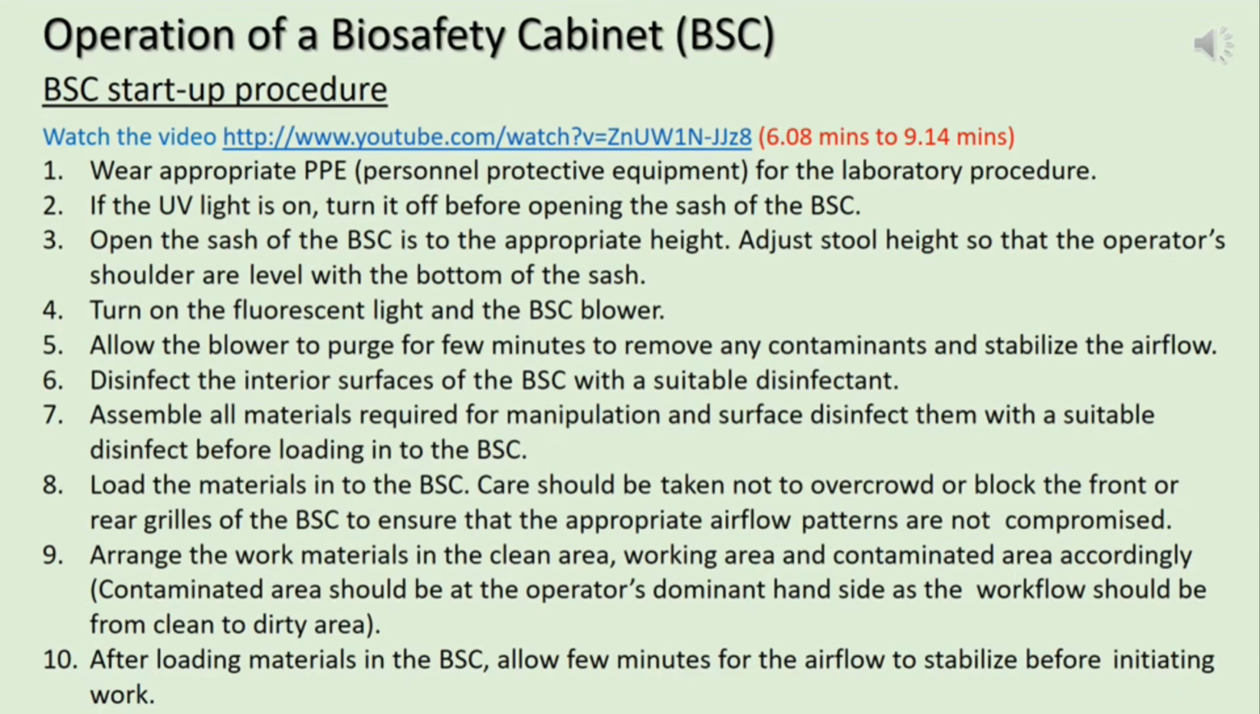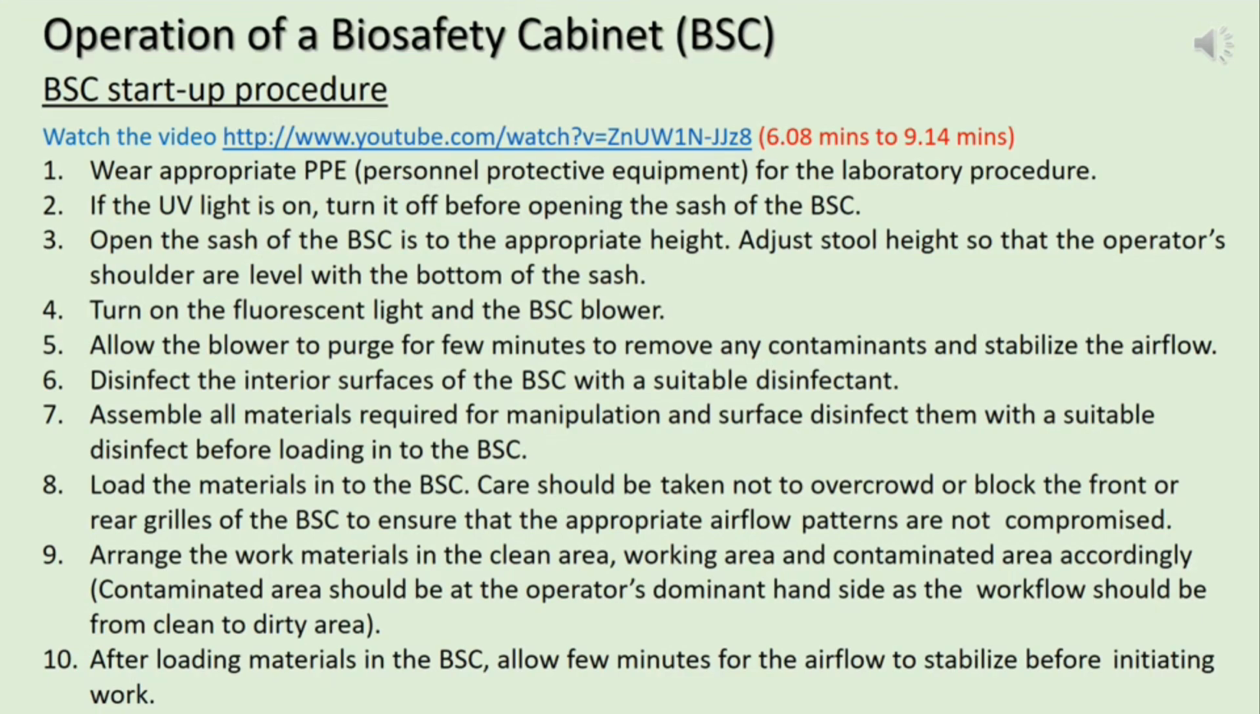All right. After that, you can disinfect the work surface of the BSC with a suitable disinfectant like 70% ethanol. Then you need to gather all the materials that you need to bring in to the BSC and also disinfect them with a disinfectant like 70% ethanol. Then when you bring in the materials to the BSC, you have to make sure that you only bring in necessary items. That means don't bring unnecessary items and overcrowd the biosafety cabinet.